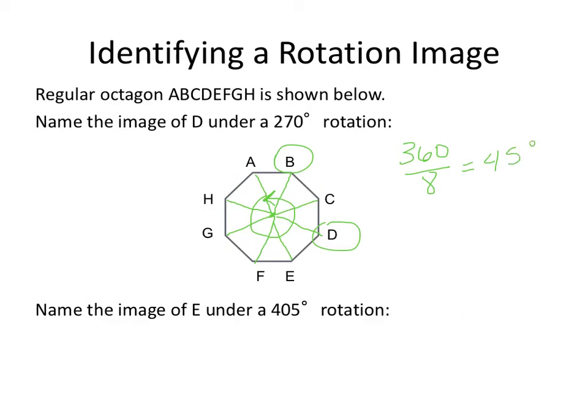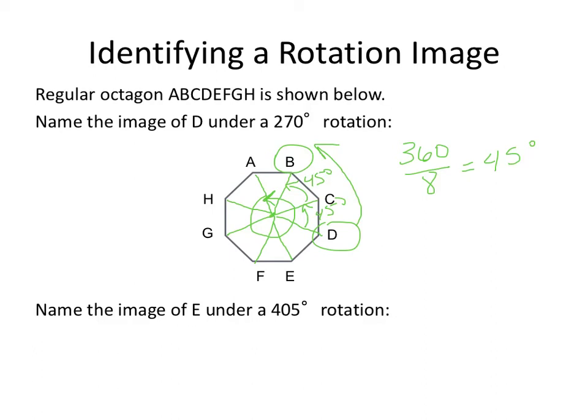So if I wanted to rotate D to lie atop point B, rotate that polygon, I would have to rotate it 2 segments of 45 degrees. Okay, so it would have to be a total of 90 degrees.